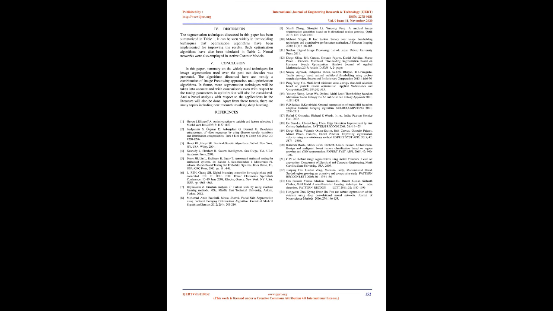Table 1. Summary of segmentation techniques. Type of segmentation approach, literature. Thresholding based: 8, 10, 12, 13, 14, 15, 16. Edge based: 23. Active contour model: 17, 18, 19, 20, 21. 4. Discussion. The segmentation techniques discussed in this paper have been summarized in Table 1. It can be seen widely in thresholding techniques that optimization algorithms have been implemented for improving the results. Such optimization algorithms have also been tabulated in Table 2. Neural networks were also employed in active contour models.